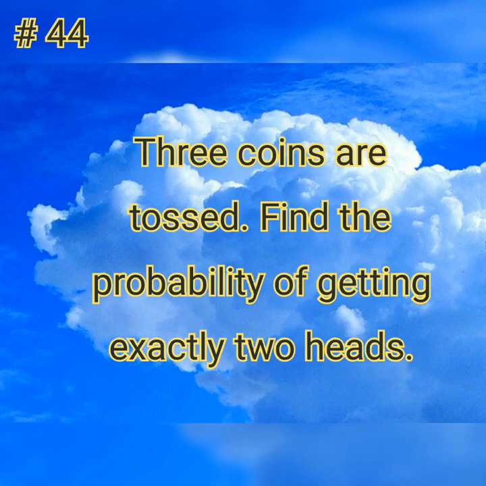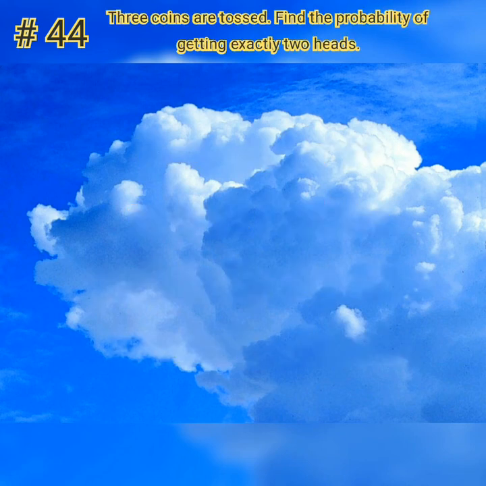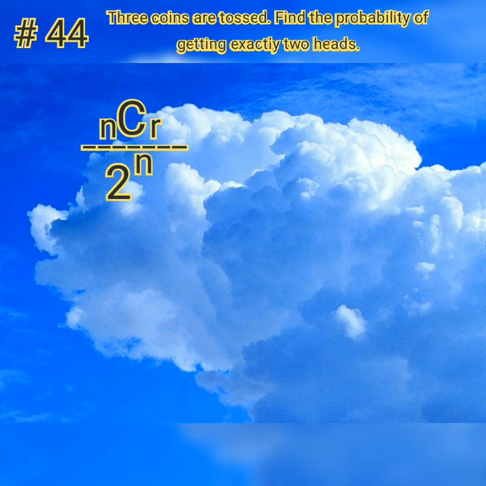Three coins are tossed. Find the probability of getting exactly two heads. To solve this, we will use the formula: the combination of n things taken r at a time, all over 2 raised to n. Based on the given, n is equal to 3 since we have 3 coins tossed, and r is equal to 2 since we need to get exactly 2 heads.